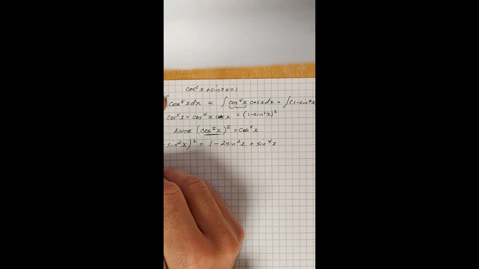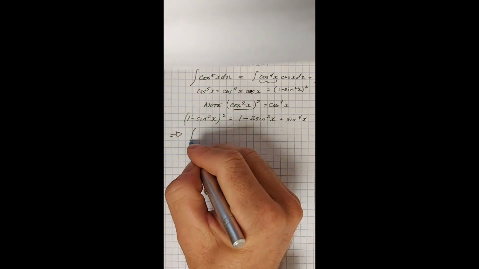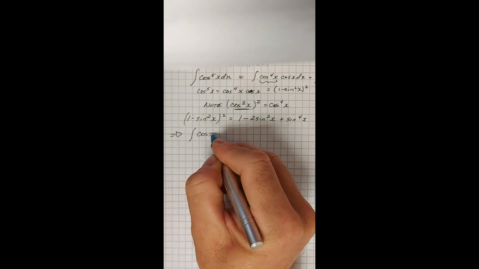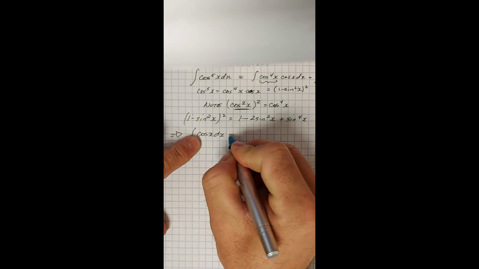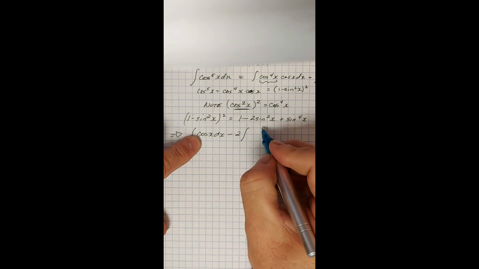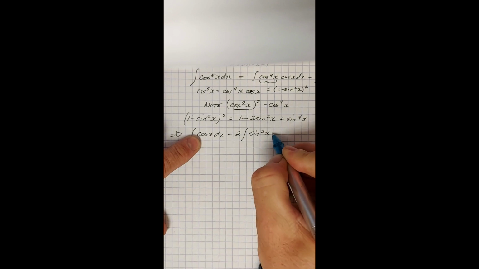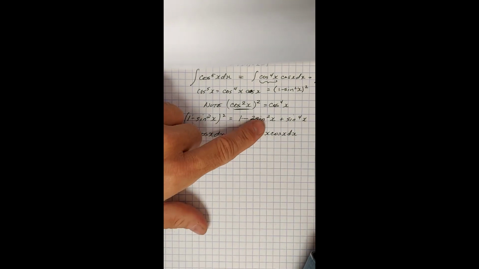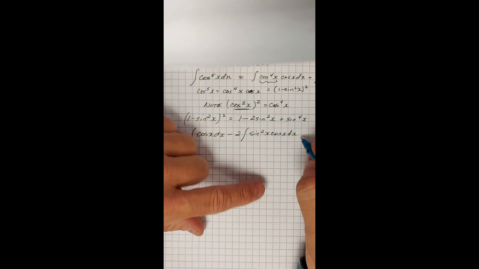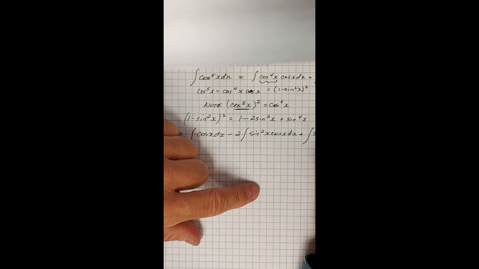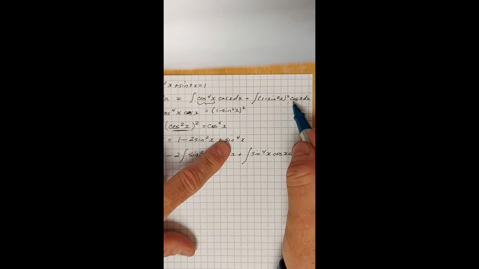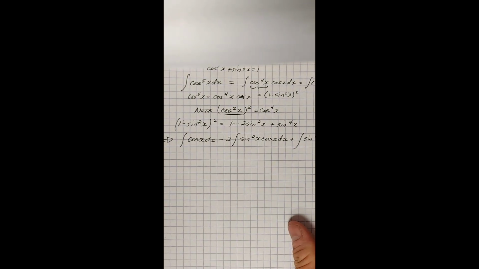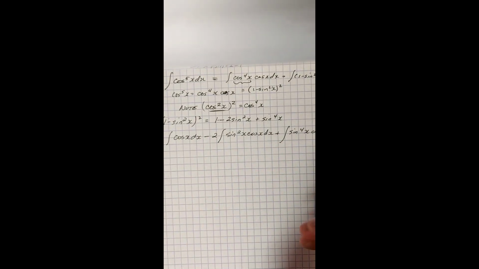So this implies we have the integral of cosine x dx, which comes from multiplying the cosine x by this 1 here. And then I have minus, I factor out the 2, the integral of sine squared x cosine x dx. That's coming from multiplying the cosine x times the minus 2 sine squared x. And then plus the integral of sine to the fourth x cosine x dx, with the sine to the fourth x times the cosine x coming from here. All right, so each of these terms I can integrate individually.